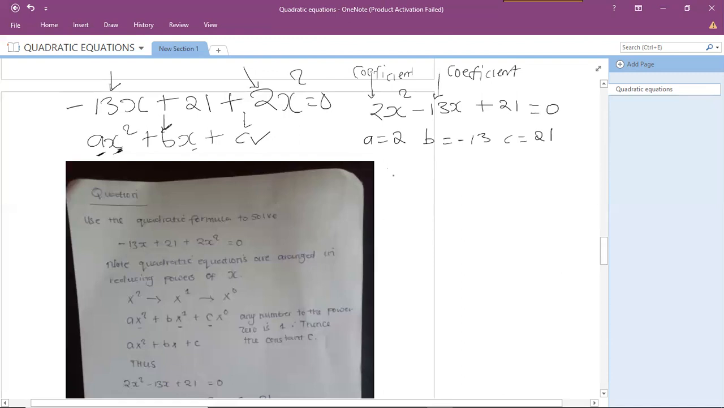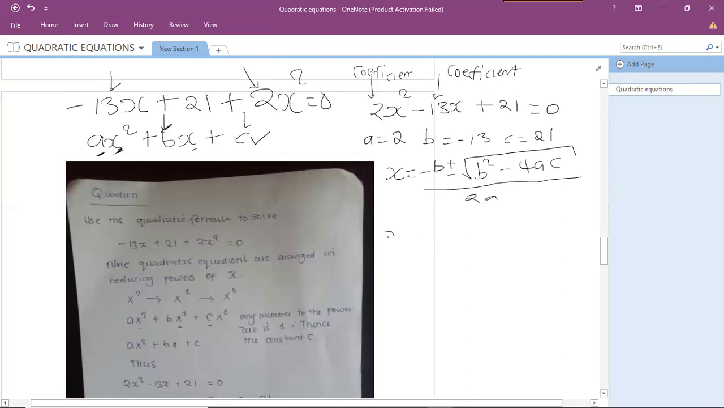You're going to say x is equal to minus b plus or minus root of b squared minus 4ac, the whole thing over 2a. Then now we substitute. Every time you substitute, it's better you use brackets so that you don't make mistakes. Where there's b, we'll plug in negative 13. Where there's a, we'll plug in 2. Where there's c, we'll plug in 21. Please use brackets.